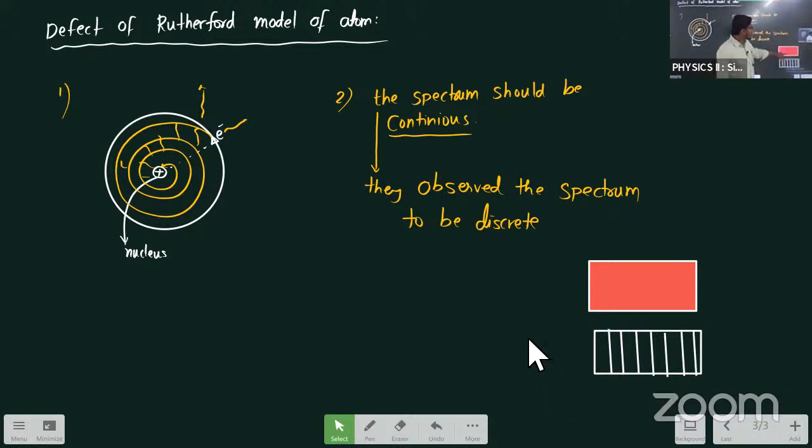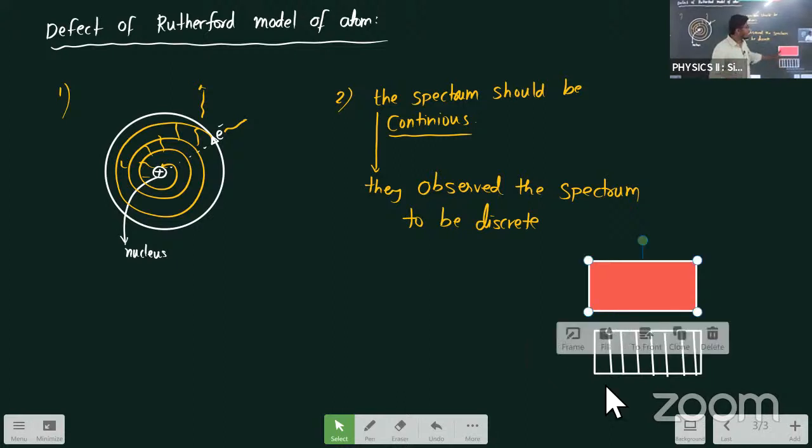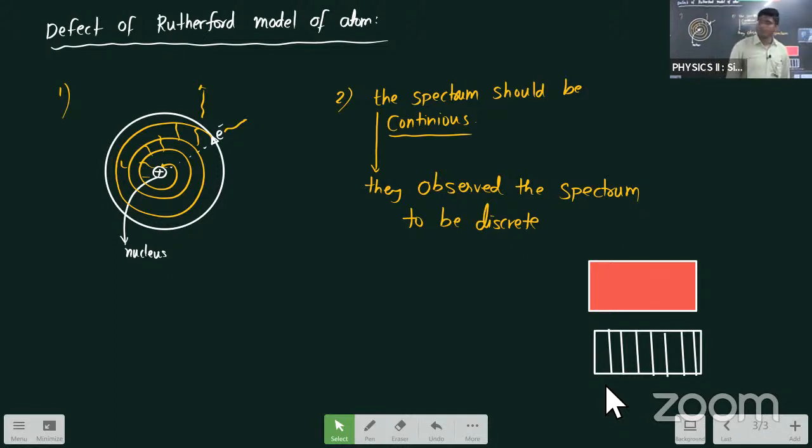According to his theory, we should get a continuous spectrum. But through experimentation, we came to know that the spectrum is discrete, not continuous. So this was another defect of the Rutherford model of atom. I hope you understood the defects of the Rutherford model of atom.